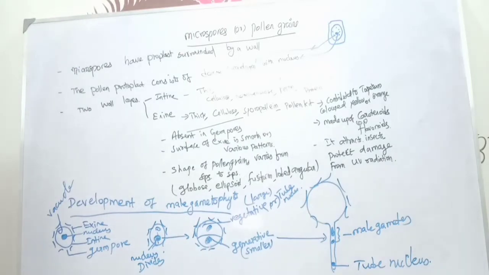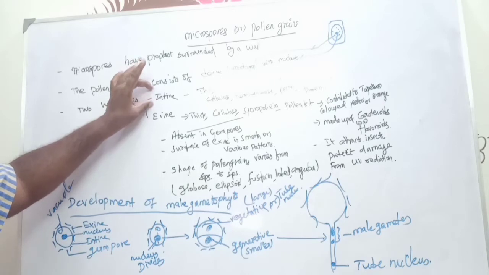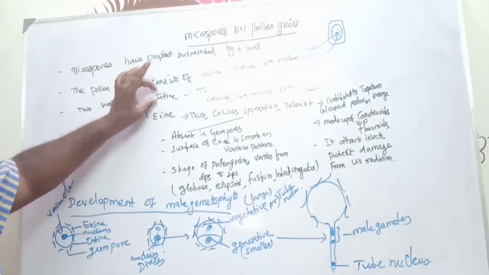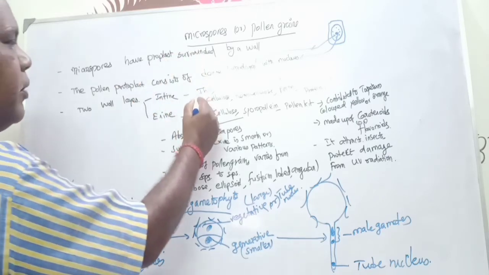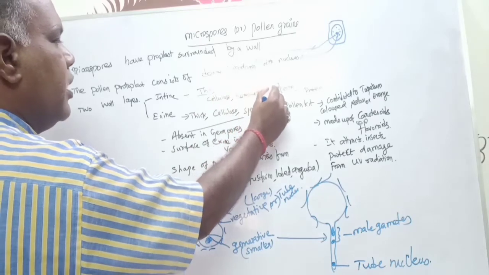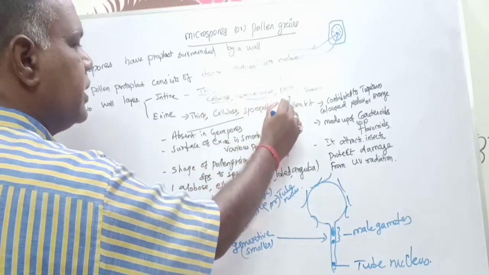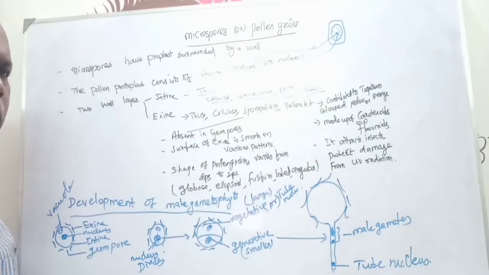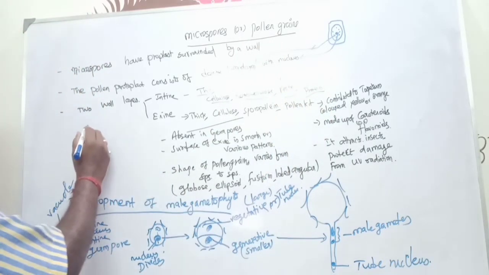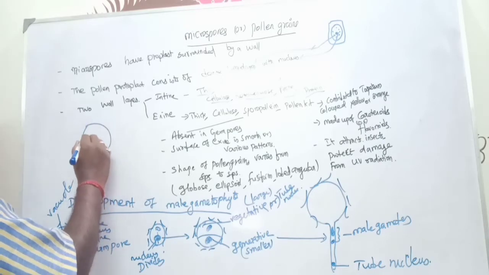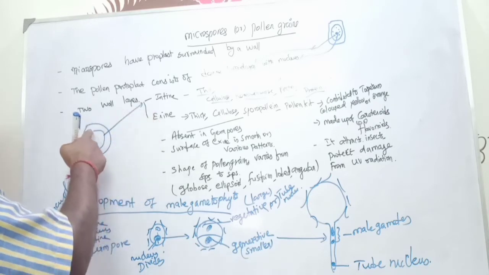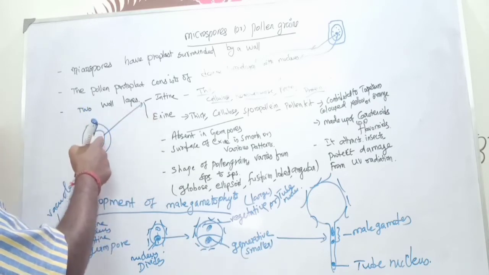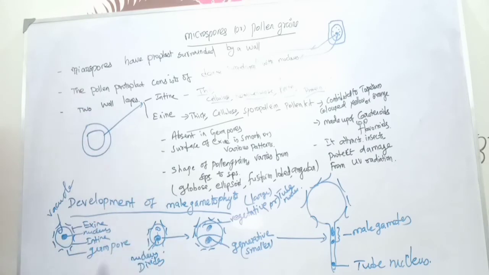There are two wall layers. One is intine and another one is exine. The outer layer is called exine and the inner wall layer is intine. The inner wall intine is a thin, uniform layer made up of cellulose, hemicellulose, pectin and callose with protein.